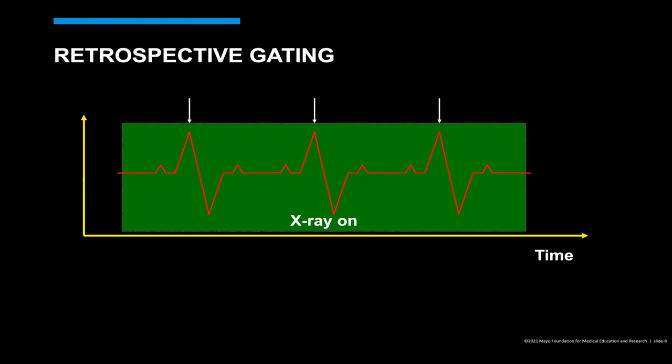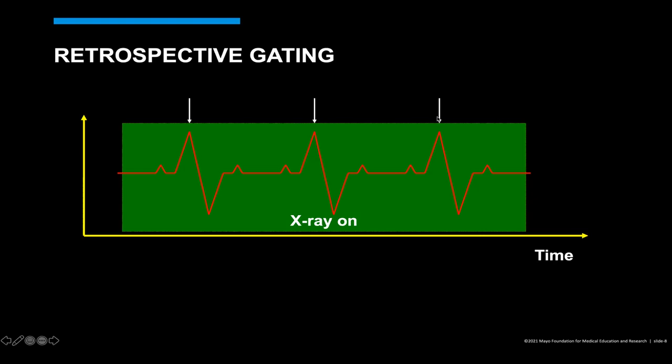Now, in retrospective gating, the X-ray tube is on throughout the cardiac cycle. As the X-ray tube is spinning around the chest, we are acquiring both X-ray data to get our CT images, and we're also recording the ECG signal. And the scanner is able to register both the ECG signal and the X-ray detection, and it will bin the data after the scan has completed, so that you can then reconstruct images from any phase of the cardiac cycle.